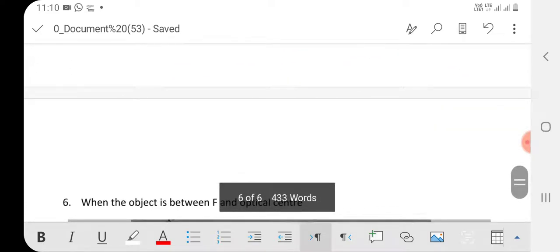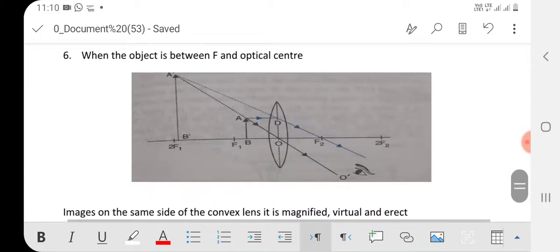The next one, the last ray diagram, is when the object is between F and optic center. We can see here when the object is between F and optic center, same rules you have to follow. Ray of light passing through optic center and parallel ray of light after refraction passes through focus.